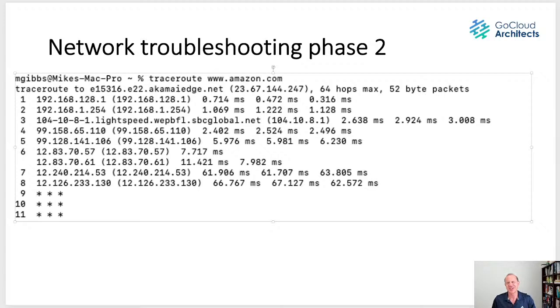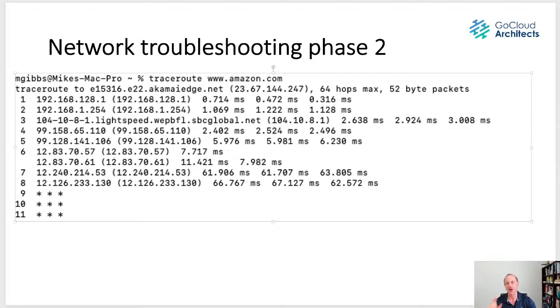Now look at this trace route over here. I'm going to Amazon.com. Now you can see the first hop, second hop, third hop, all the way to the 8th hop. Now when we get to hop 9, we get star, star, star. In this case, the website was up because we were able to ping it.